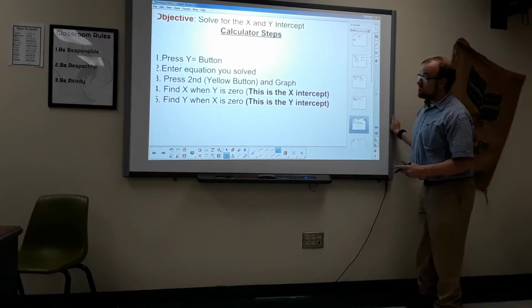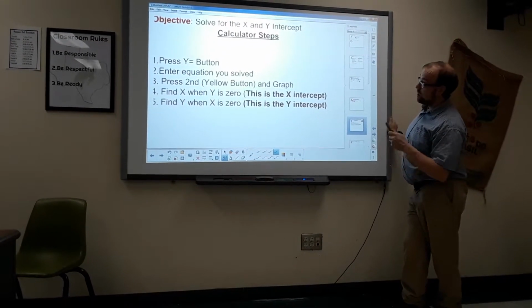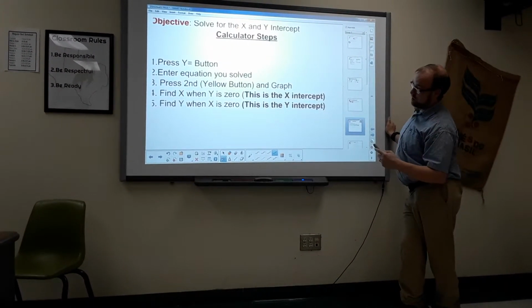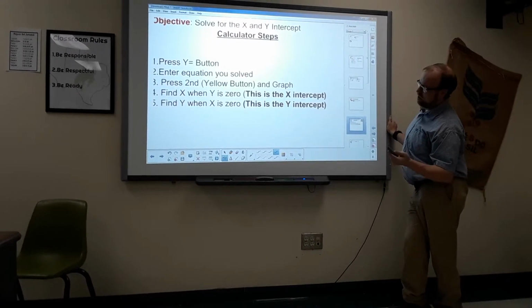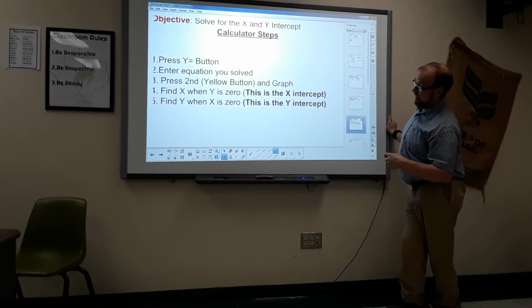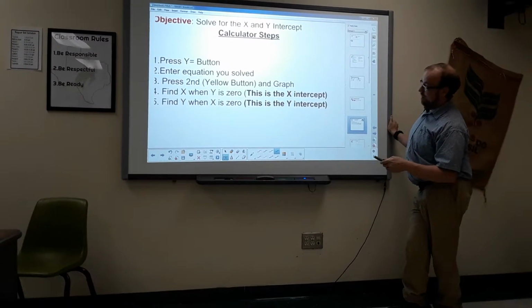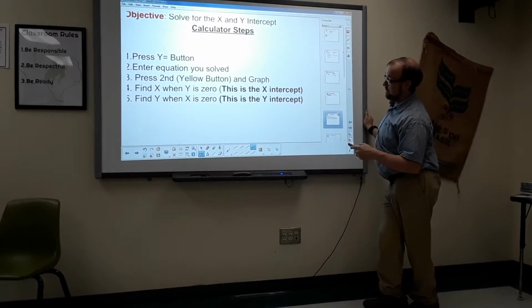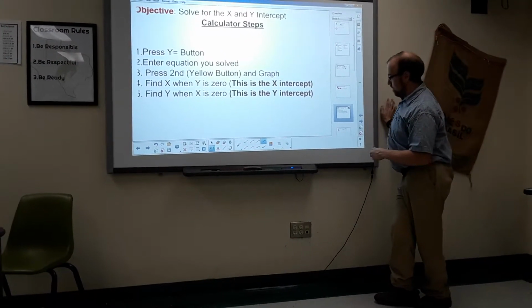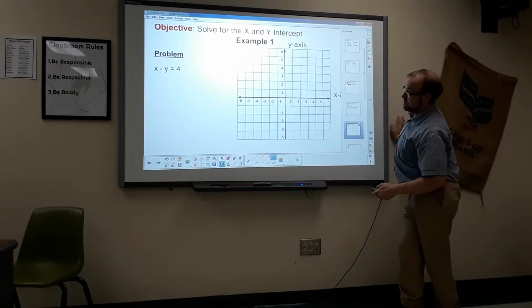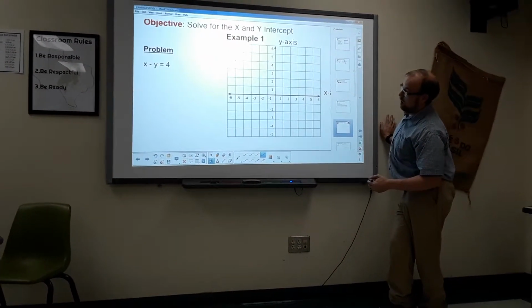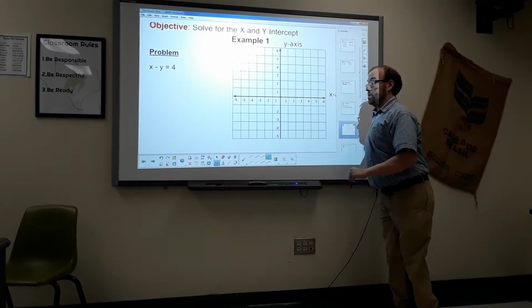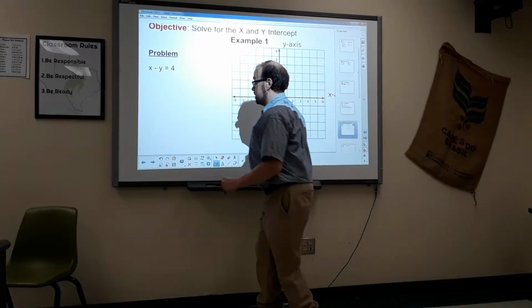Once we get that variable by itself, these are our calculator steps. We're going to press the y equals button, enter the equation we solved for, press the second button, the yellow button, and then graph, and then find x when y is 0, and that's going to be our x-intercept, and then find y when x is 0, and that's going to be our y-intercept. Now I'm going to model this example for you, and then you are going to do the next 3 or 4 together in your partner groups. Alright, let's get started.